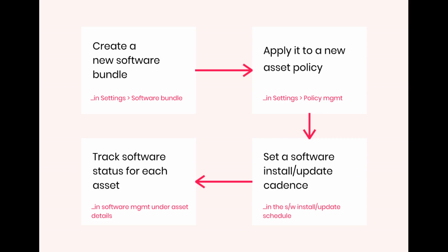In a nutshell, this is what you can do with third-party software management. Create a new software bundle, add it to an asset policy, set a recurring schedule, and track the software status for each asset.